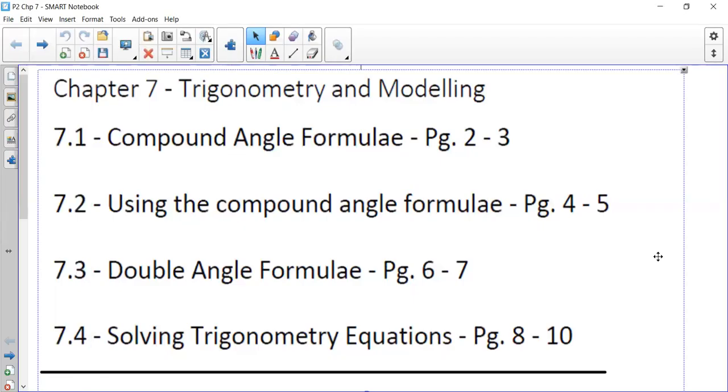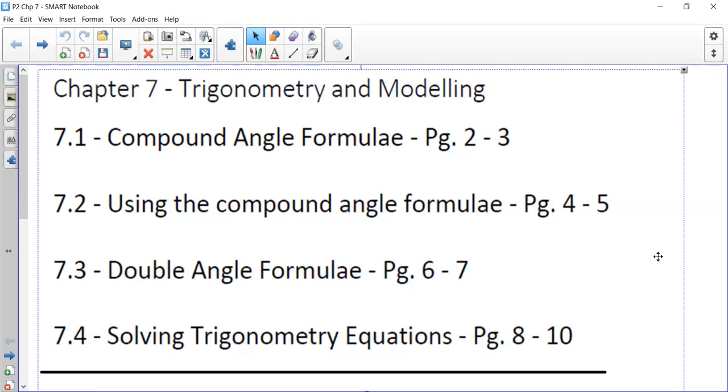Right, so this is Pure 2 chapter 7. Moving on from another trigonometry chapter. Previously, you learned in chapter 5 about radians, which is still about trig. And then you learned in chapter 6 about reciprocal and inverse functions of trig. And chapter 7, still trig.